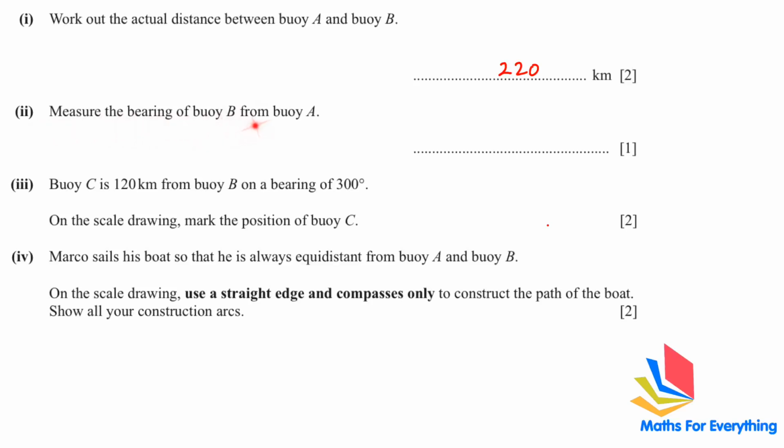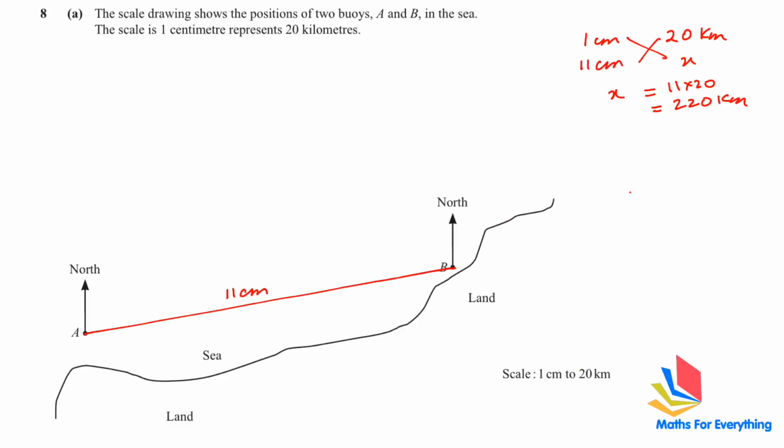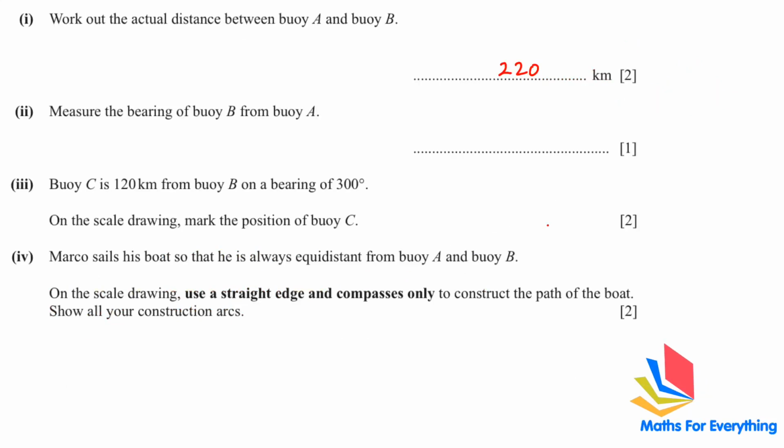Measure the bearing of boy B from boy A. So we have to measure this part here. Put the protractor like this in this shape and measure it. It is 80 degrees. So we write 080 because it is a bearing. Bearing always has 3 digits.